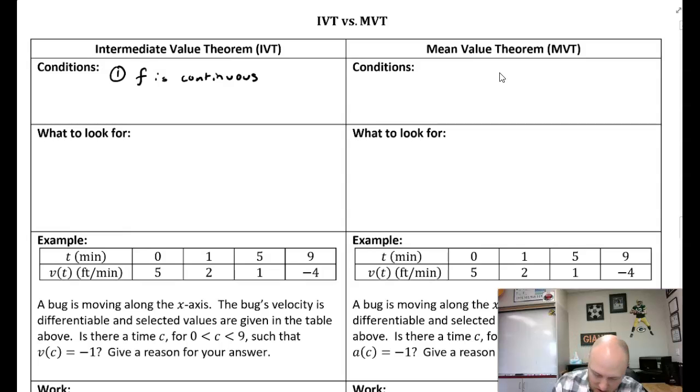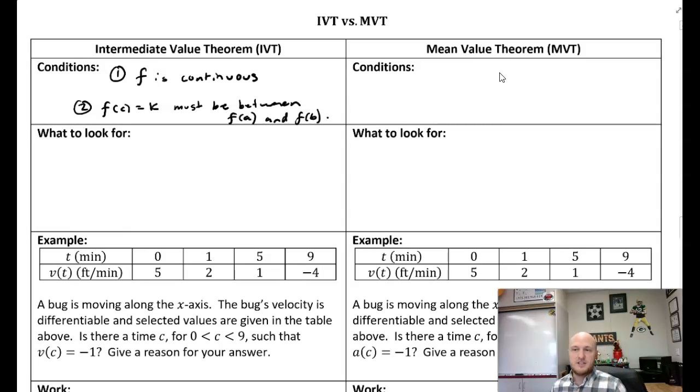Okay. Number 2, f of c equals k must be between f of a and f of b. Okay, so those are your 2 conditions.